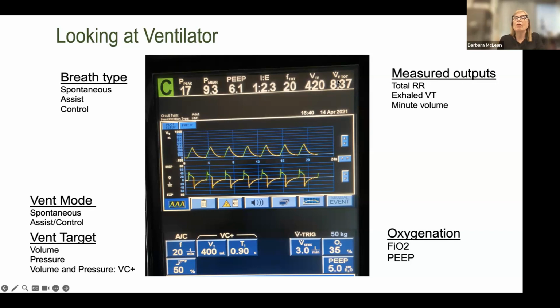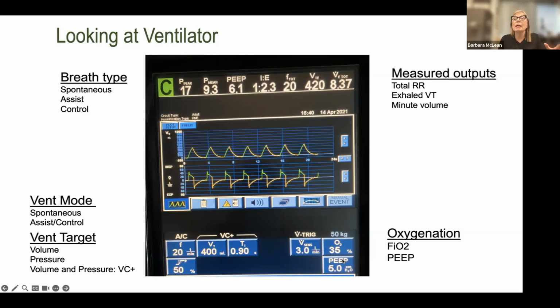And over here, V with the dot, that means minute ventilation exhale total. That's the minute ventilation, 8.37. Now, this number, 8.37, is not going to be the same as frequency times tidal volume. It's not going to be exactly the same because we're going to exhale more and less tidal volume with each breath. And then down here, we're looking at your FiO2. This patient's on 35% and a PEEP of 5, okay?